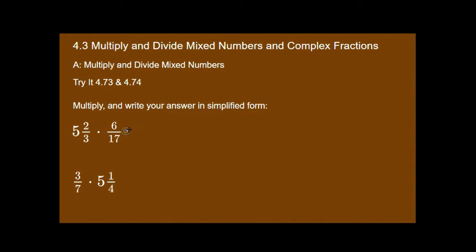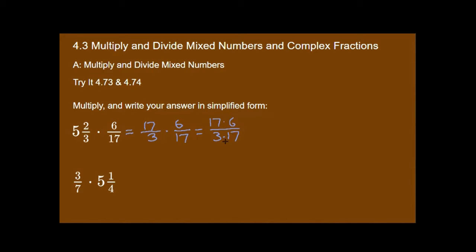We're going to start on this one by changing 5 2/3 into an improper fraction. And so I'm going to multiply 3 times 5, that's 15. And then I'm going to add 2. 15 plus 2 is 17. And it keeps the same denominator, so it's over 3, times 6 divided by 17. Now I can rewrite this as 17 times 6 divided by 3 times 17.